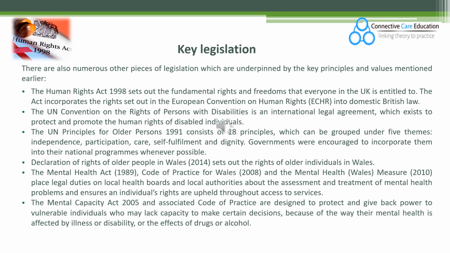There are also numerous other pieces of legislation which are underpinned by the key principles and values mentioned earlier. We have the Human Rights Act 1998. This sets out the fundamental rights and freedoms that everyone in the UK is entitled to. The Act incorporates the rights set out in the European Convention on Human Rights into domestic British law.